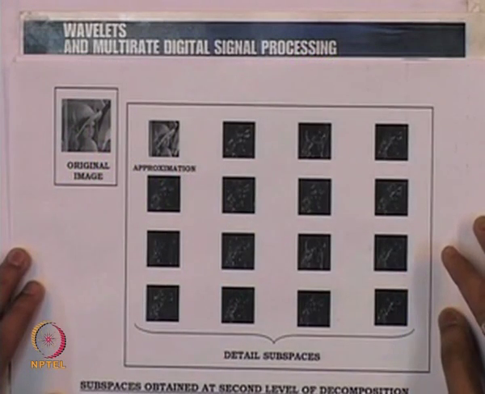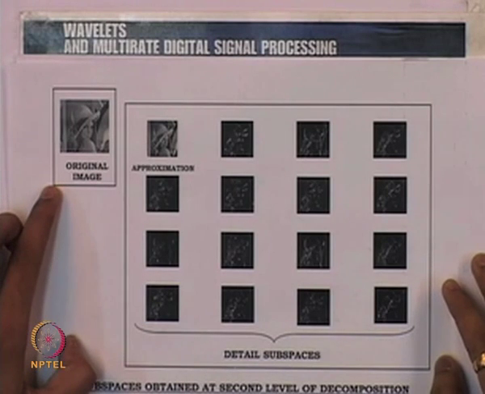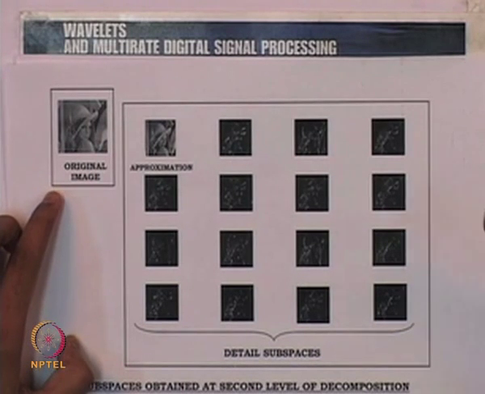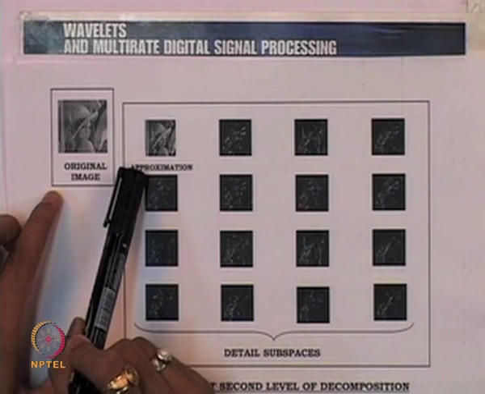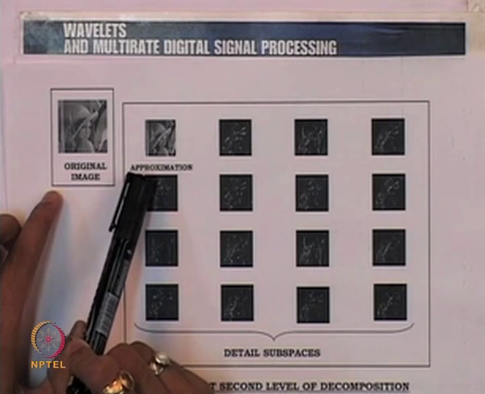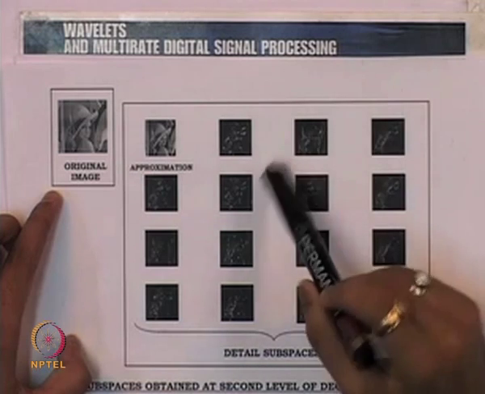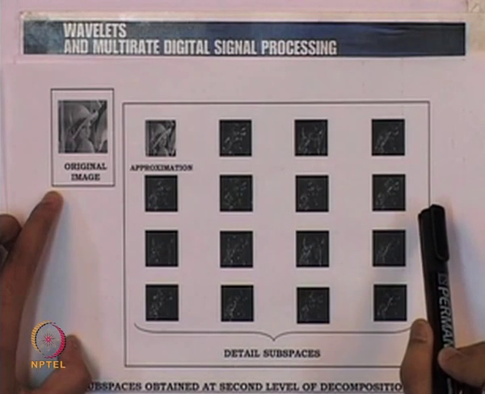Now I am going to show some of the decomposition results. This is just for introduction. Given an original image like this, Lena, the face image, we can decompose it into different bands. Here this is the approximation subimage, or rather subspace, and we can see some of the details very clearly. All the other 15 are detailed subspaces, so they basically capture the high frequencies.